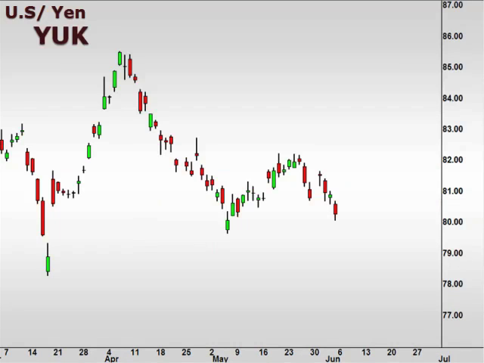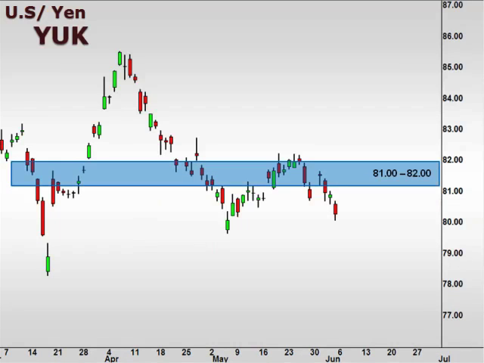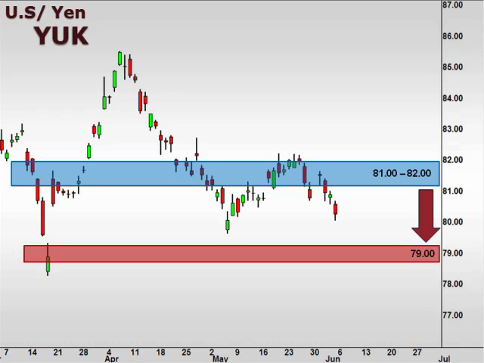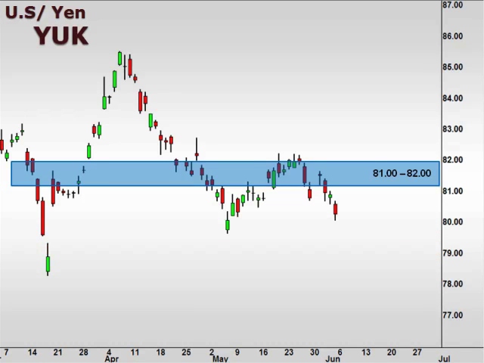Next up, the YUK, the US versus the Japanese yen. Well, the YUK attempted to move higher early last week, but met with resistance within that 81-82 focal zone. This lends credibility to a continuation down towards support at 79.